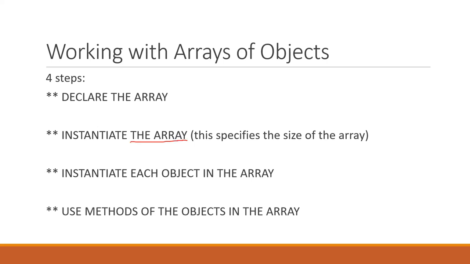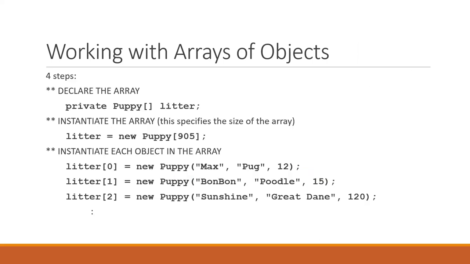And what this does is we specify the number of elements, or the size of the array. We set it up with a specific number of elements, and then each of the elements in the array is null until we instantiate each one. So there are 2 instantiation steps. Then once each object in the array has been set up, I can use methods of the objects in the array. Okay, so let's say I wanted to have an array of puppies called litter.